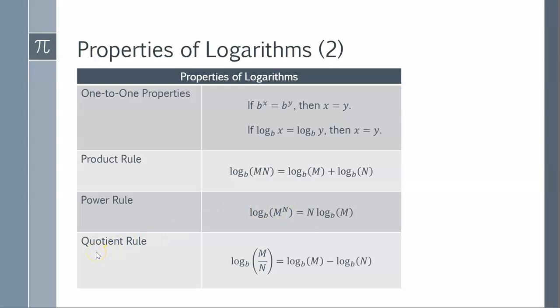The quotient rule abuses the fact that here it's m times n to the negative 1. So instead of a plus, division equates to a subtraction sign here.